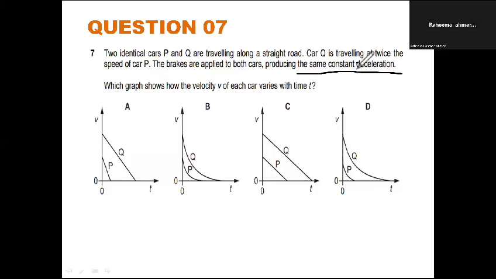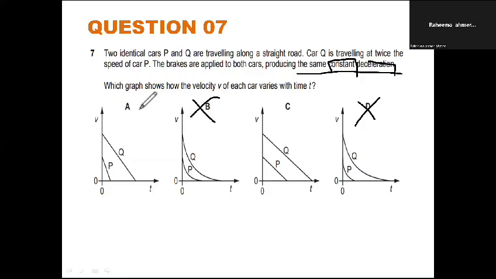As they're discussing deceleration, like acceleration, you need to consider the gradient of the graph. The gradient of the graph must be constant because there is a constant deceleration. So options B and D are wrong because they aren't showing a constant gradient.